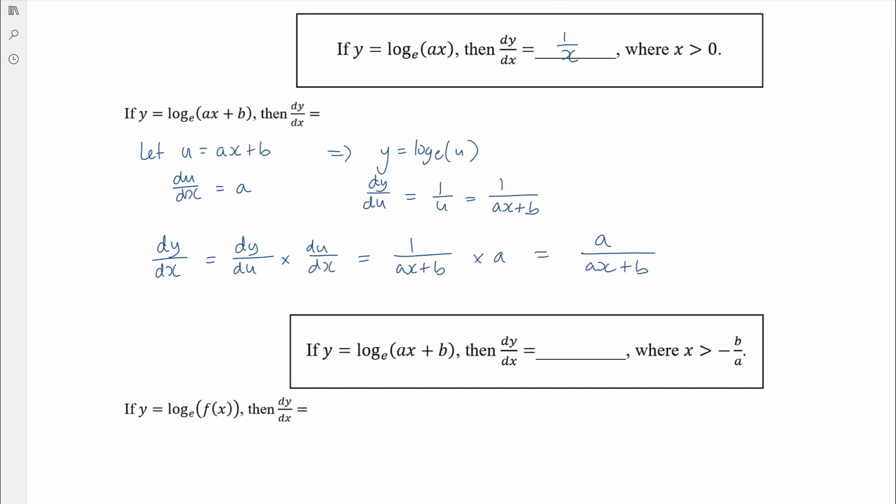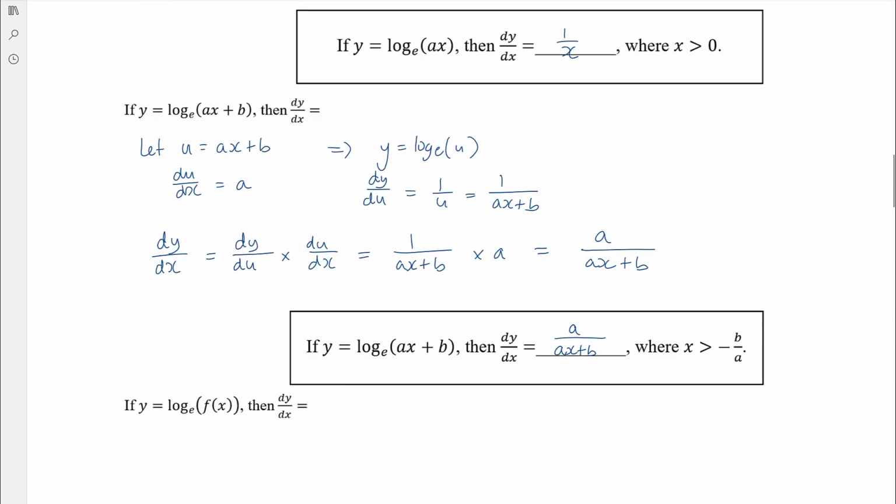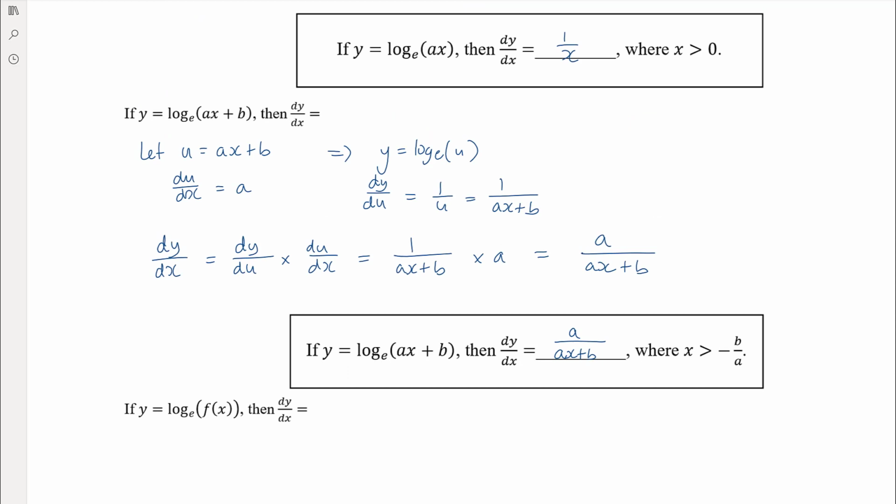So the derivative of log e of ax plus b is a over ax plus b. And again, that's just thinking about covering up your inside function: log e of something, the derivative of log e of something is 1 on that something, and then multiplying by the derivative of that, which is a. And obviously that's where x is bigger than negative b on a, and that's just because that's the domain of log e of ax plus b.